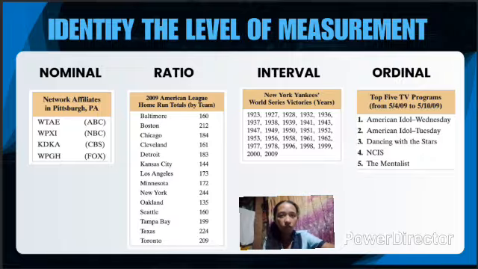The next is the ratio: 2009 American League home run totals by team. So that is ratio. Then the interval: New York Yankees World Series victory years. Then the last one is ordinal: the top 5 TV programs, as you can see here, includes the ranking of the top 5 TV programs, and that is ordinal.